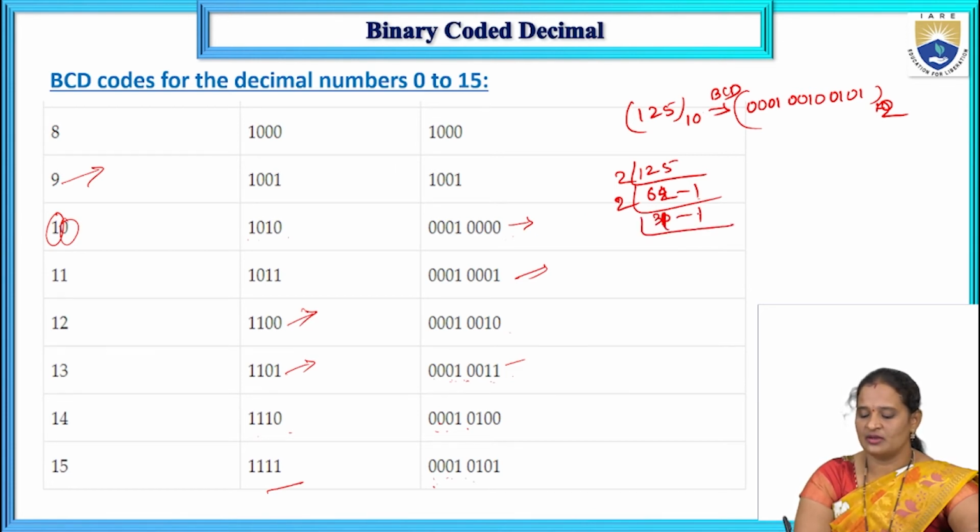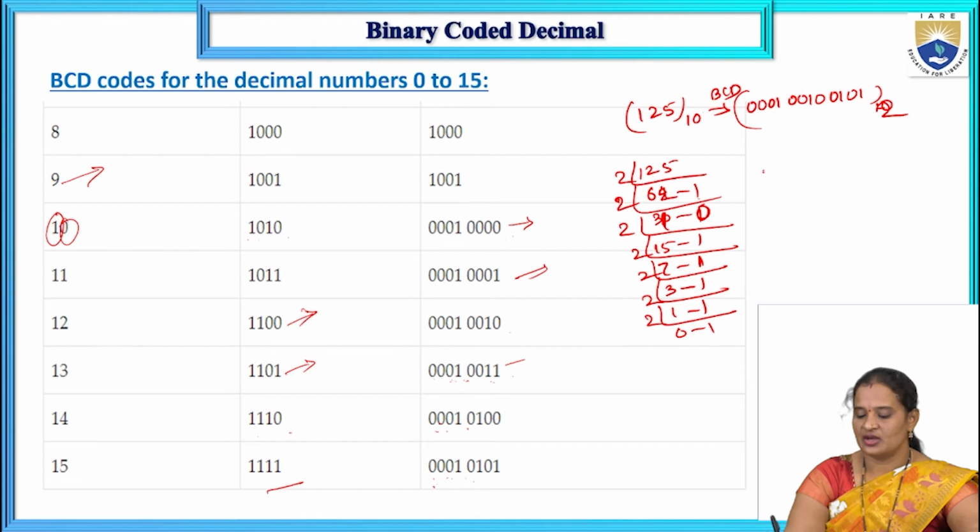So 2 31s are 0. Next, 2 15s are 30 and the remainder is 1. 7s are 14 and the remainder is 1. 2 3s are 6 and the remainder is 1. 2 ones are 2 and the remainder is 1. 2 0 1. So that is 1 1. How many ones? 5 ones.